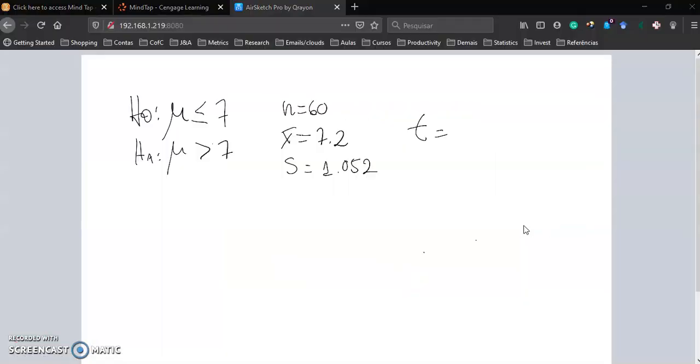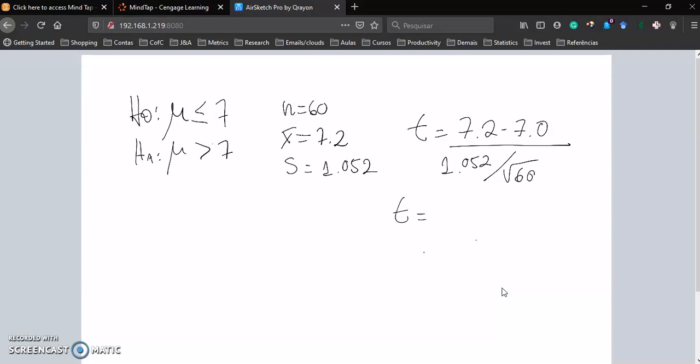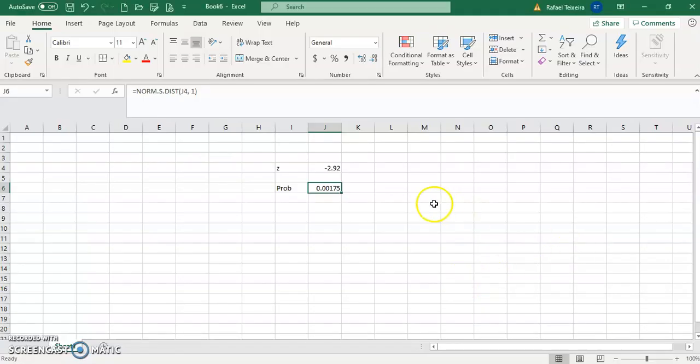So let's compute what the t-score is in this case. The t-score is 7.2 minus 7 divided by 1.052 divided by the square root of 60. So my t-score in this case is 0.2 divided by, let's use Excel to compute that.